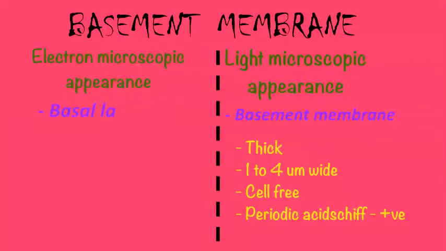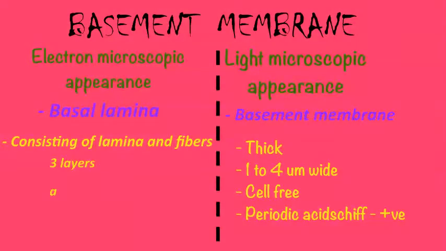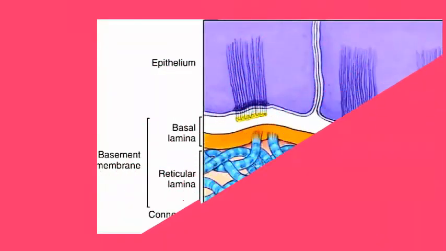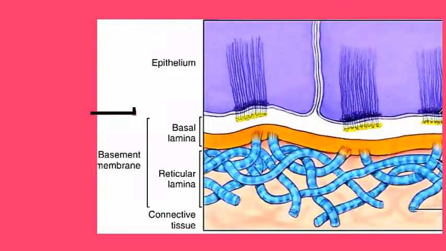Ultrastructurally, it is called the basal lamina and is made of 3 layers. A. Lamina lucida. B. Lamina densa. C. Lamina fibroreticularis. In this picture you can see the basal lamina. This is basement membrane.